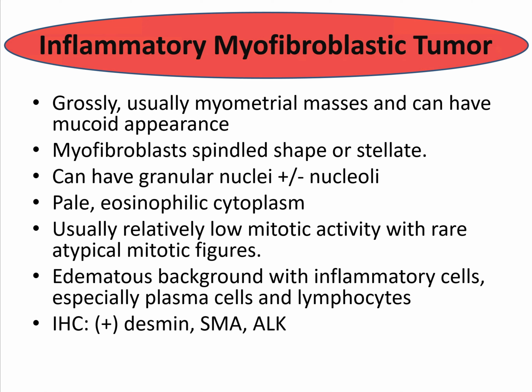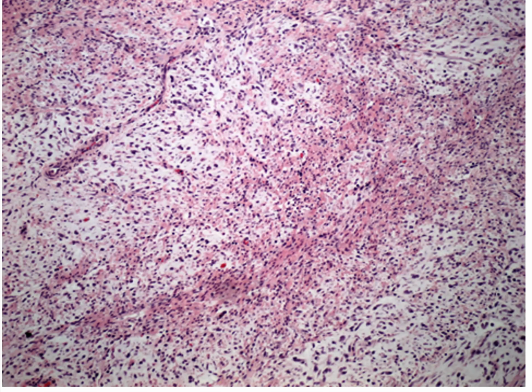They have granular nuclei and can have nucleoli with pale eosinophilic cytoplasm, usually relatively low mitotic activity with rare atypical mitotic figures. And then the edematous background should have inflammatory cells like we talked about before, and these will actually be positive for desmin and SMA, but also positive for ALK.